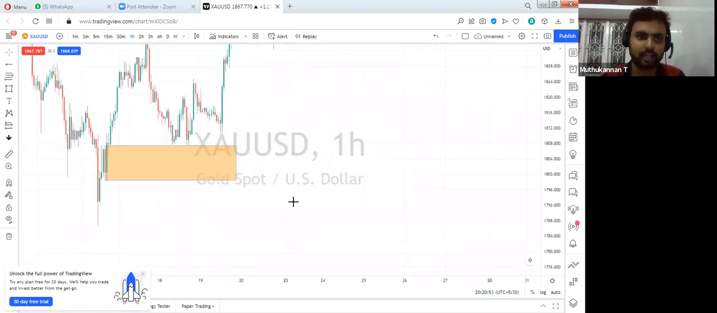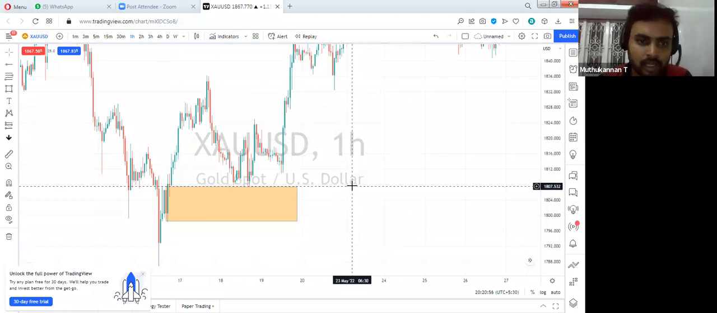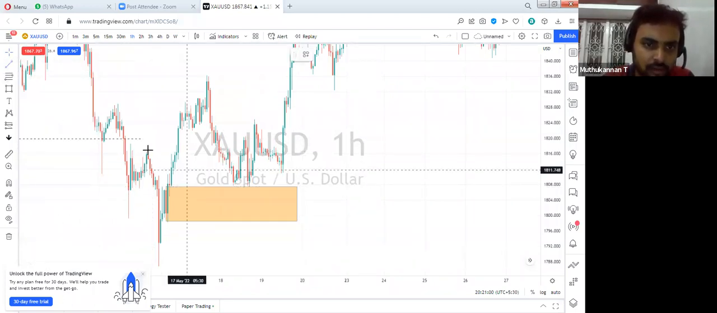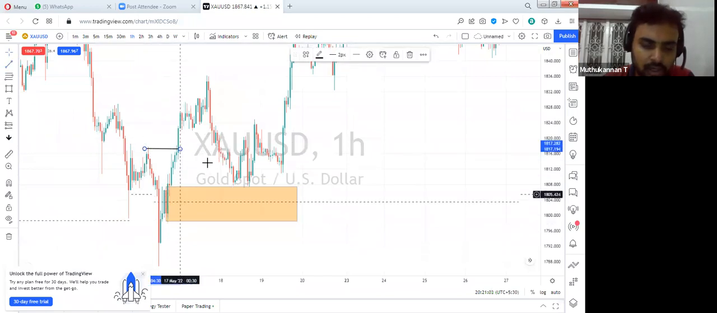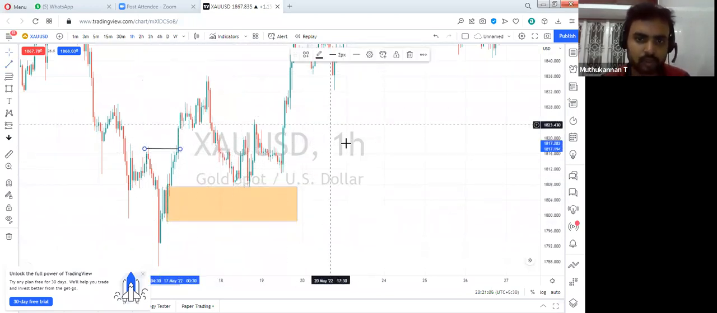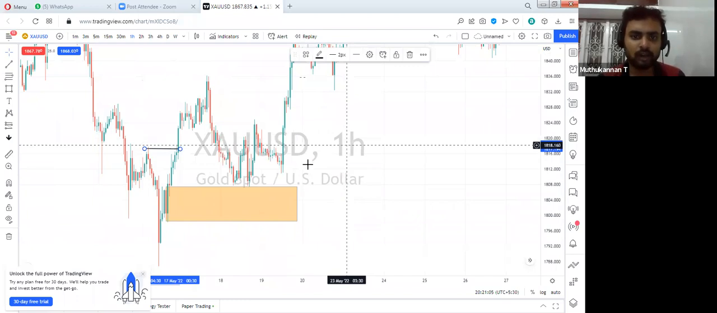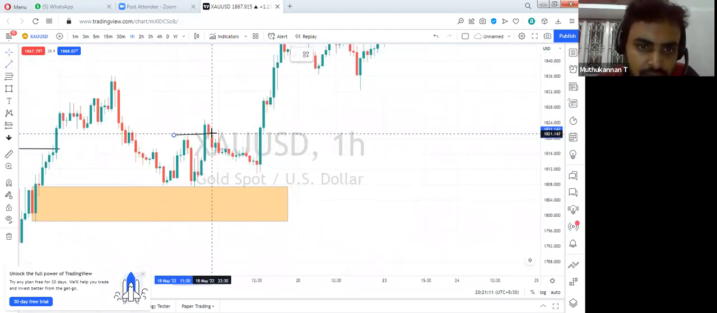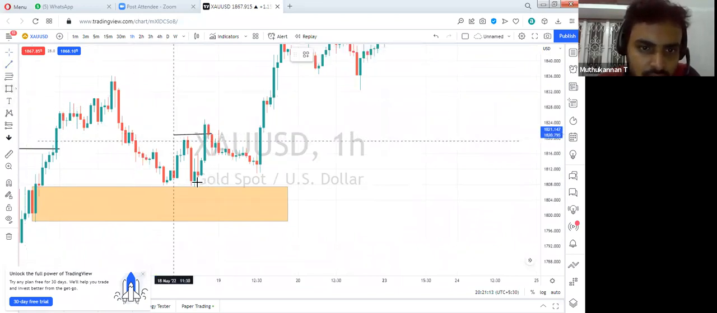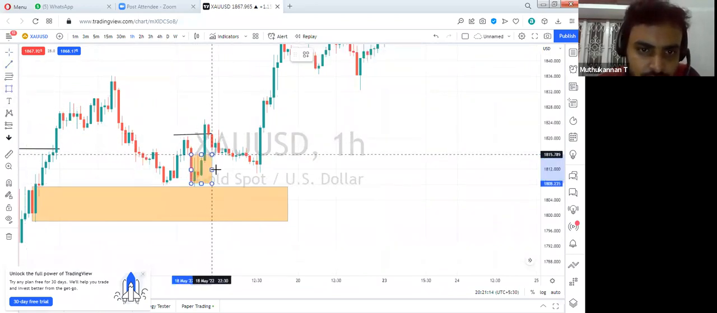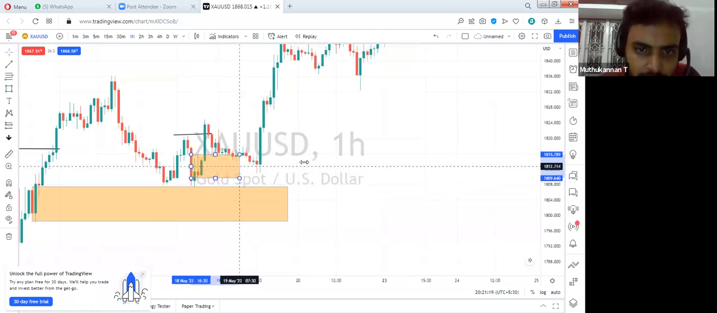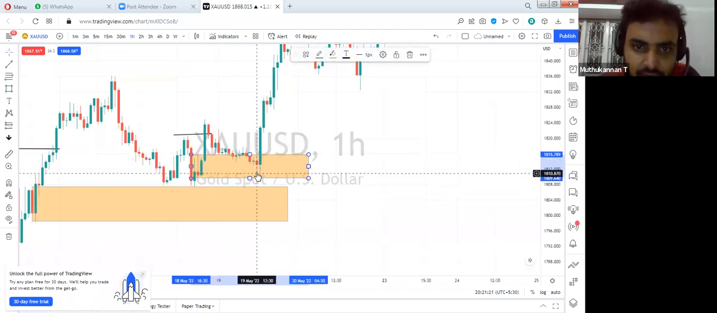Let's see here. Now there's a break of structure. I'm seeing the break of structure here, and I have marked the order block here, and price touched here and has gone up. Or else you can see here there is a break of structure. There is a last bearish candle, this one, and price touched here, price mitigated here and has gone up.